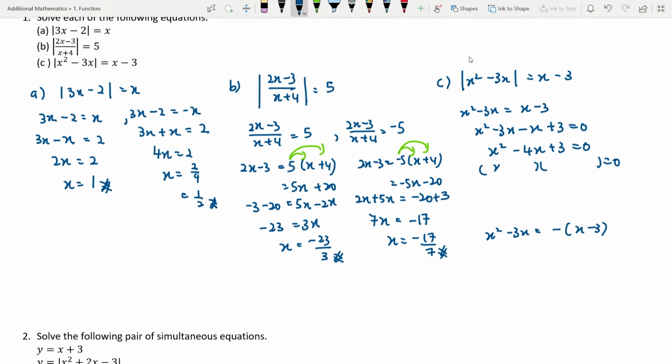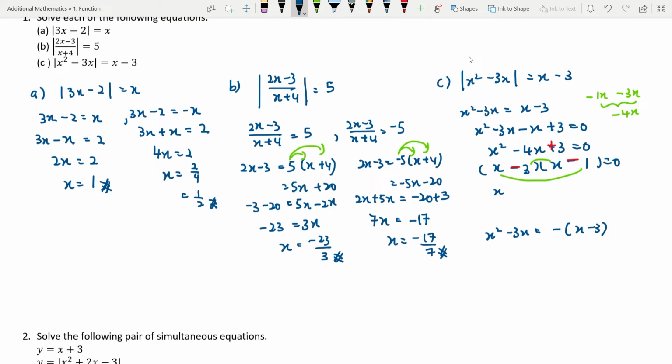X squared become x and x. 3, we get 3 and 1. Here we get 3x. Here we get 1x. In order to get negative 4, negative 1, negative 3. Negative, negative. And we also need to check negative and a negative will give us a positive here.